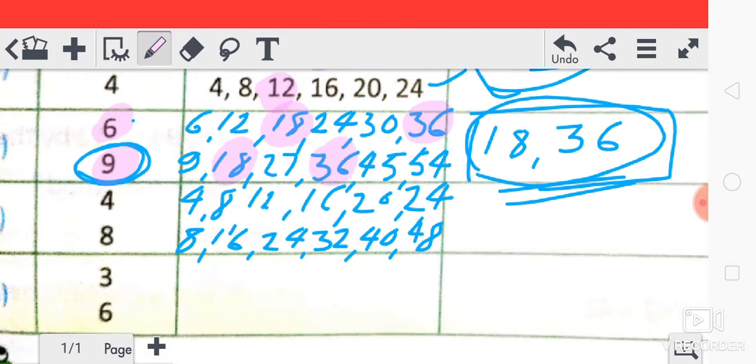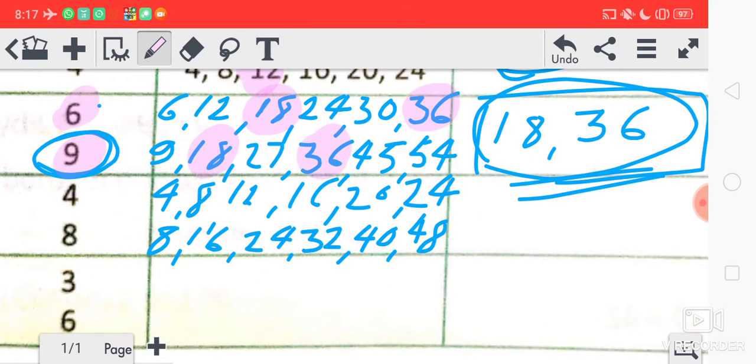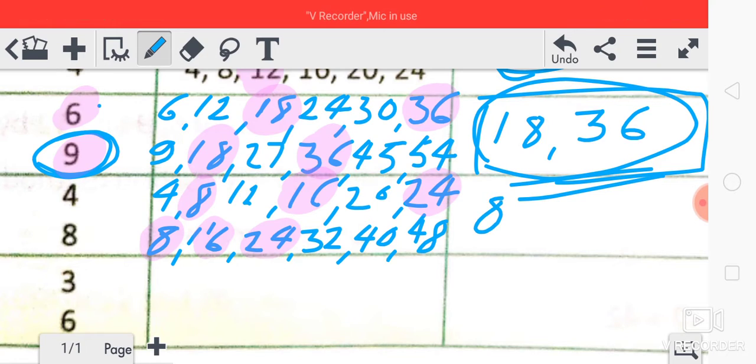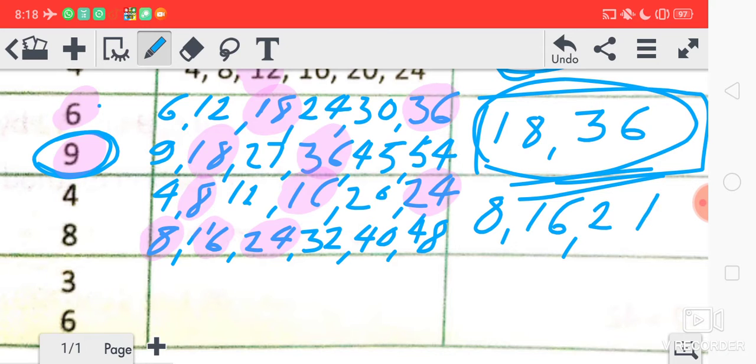Can you see anything common in both? Are we getting 8 and 8? We are getting it in both. Then 16 and 16 we are getting in both. Then 24 and 24 here also in both. So these are the common multiples which we are getting in both. So we'll write here as common multiples: 8, then 16, then 24.